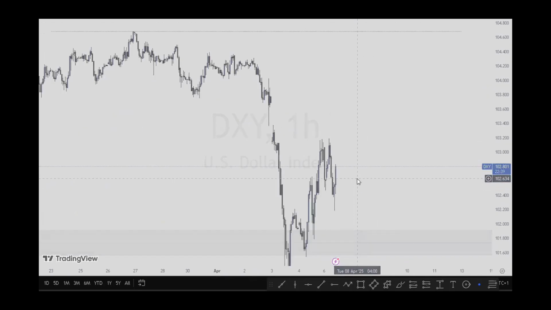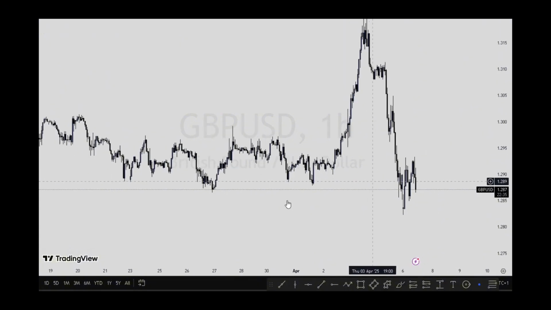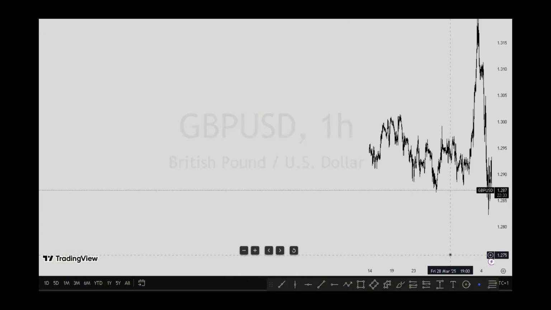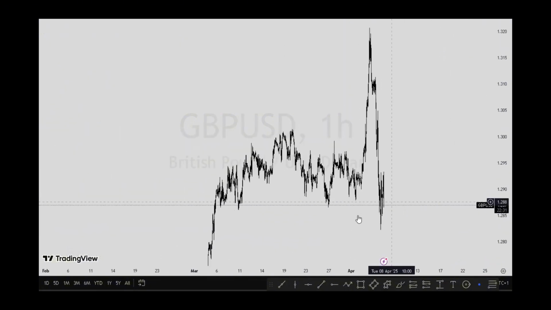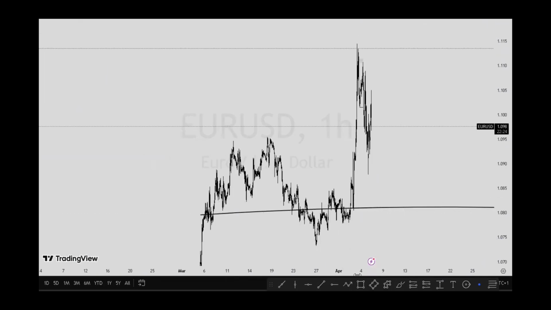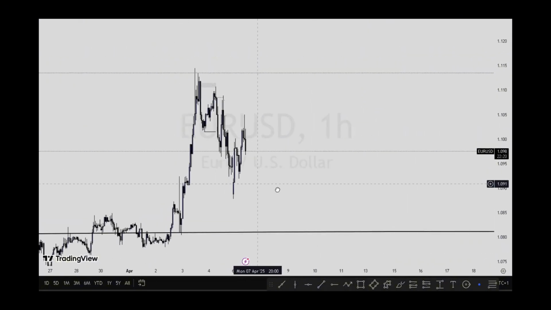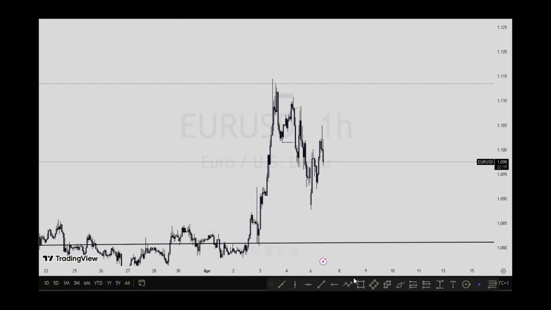Now we're going to check other trade ideas to see if they resonate well with DXY. Looking at GBP USD, GBP USD is doing quite a little bit of the opposite. We have Euro USD. Euro USD is trying to fulfill its perspective, more like, oh, wonderful.